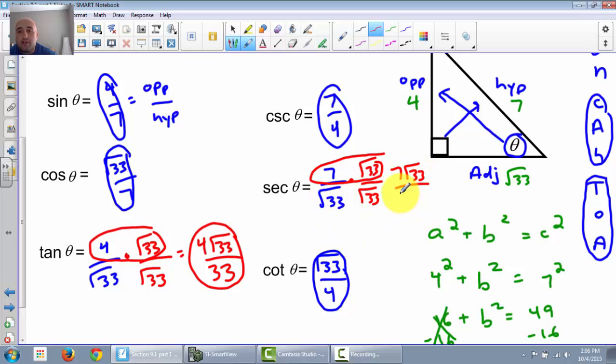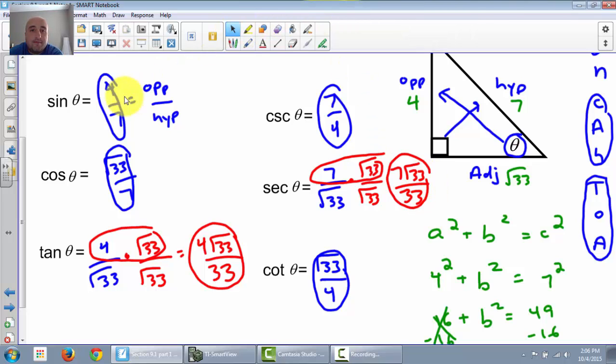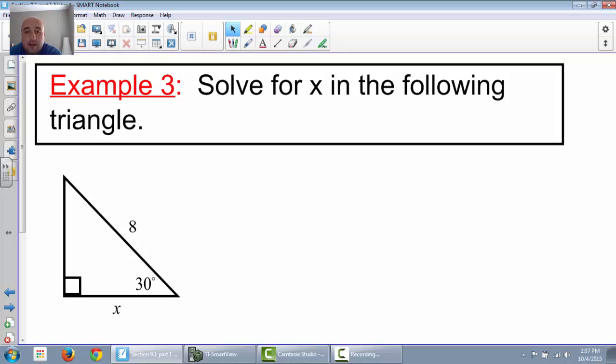And on the bottom I just get 33 again. And as long as you can't reduce everything, that is completely done. All right, so there are our 6 trig functions. All right, let's try this one now.